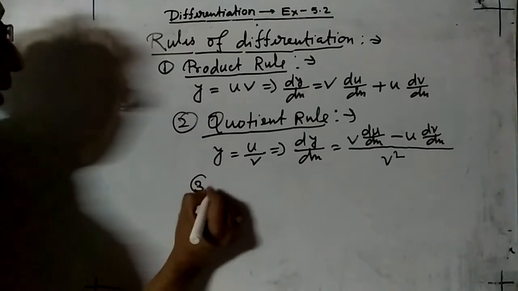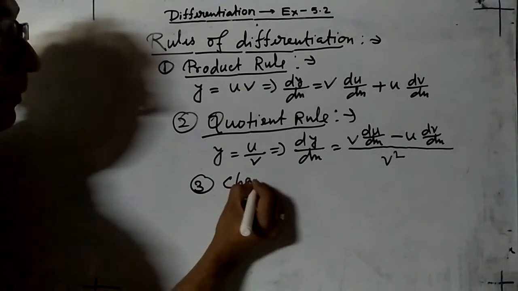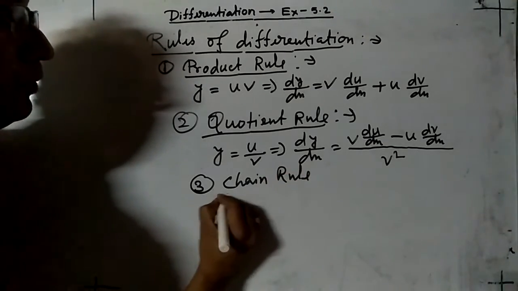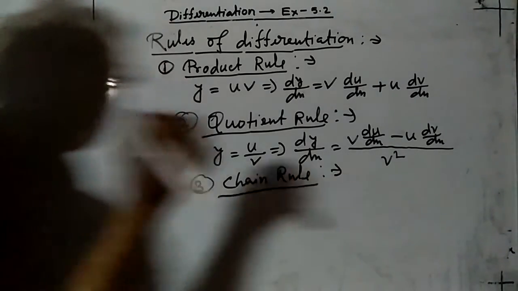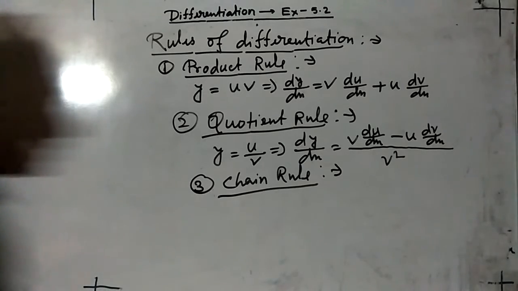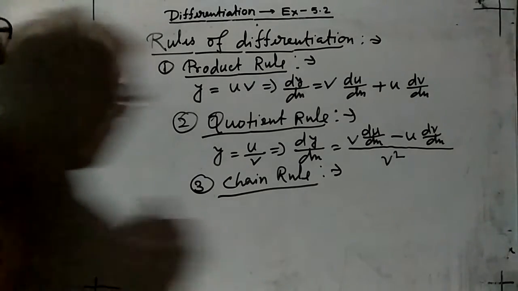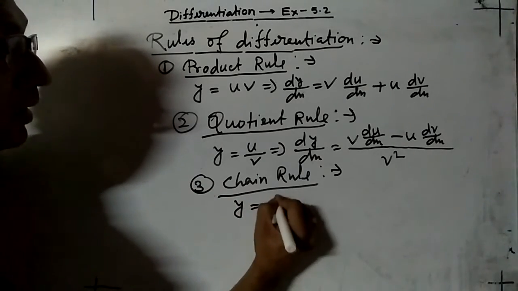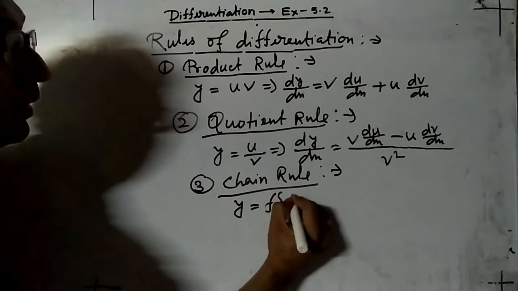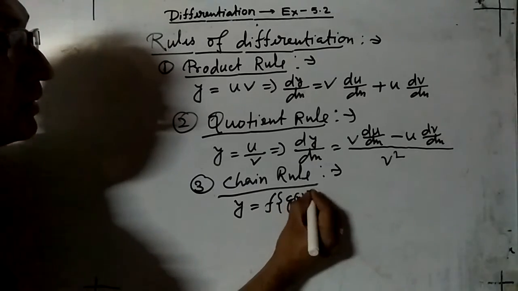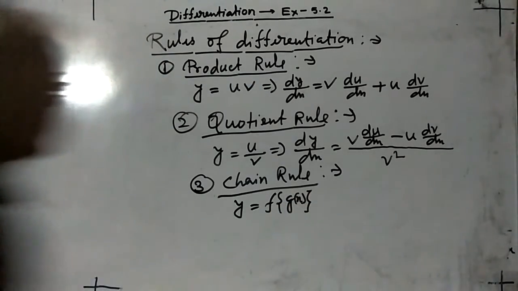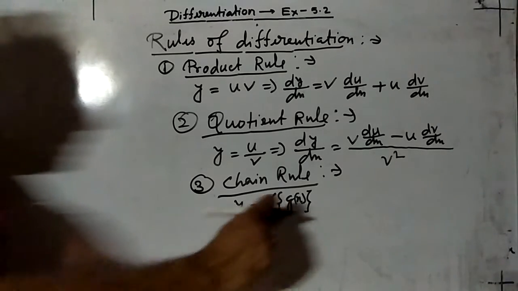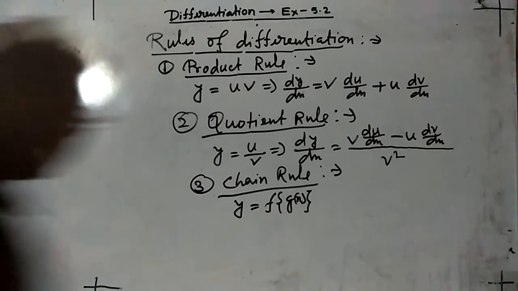Third is chain rule. What is chain rule? When we have to use this rule? If a function is a composite function, that is a mixture of two functions, our composite function can be written as y equals f of g of x. That means the composite function of f(x) and g(x) can be written as f of g of x. This is called composite function, you have to remember.